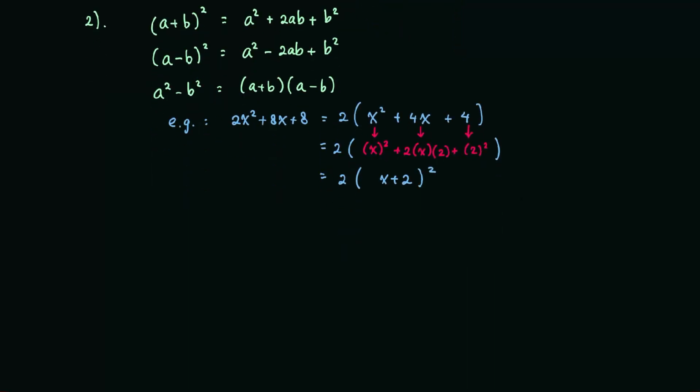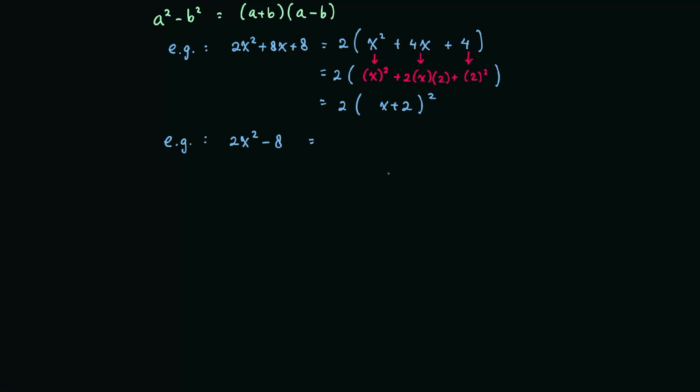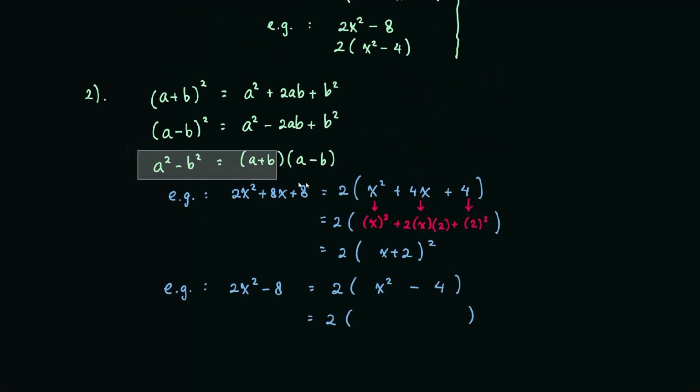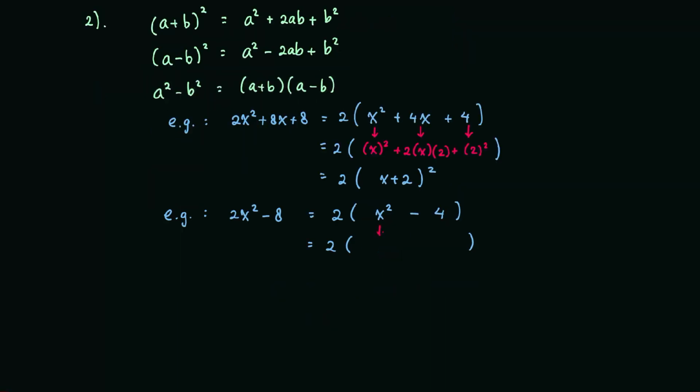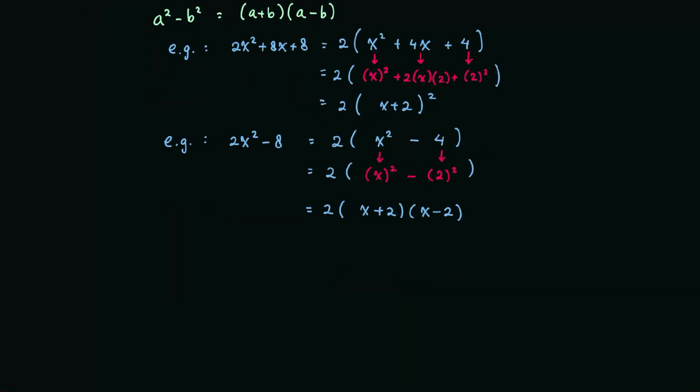Let's try the second example: 2x squared minus 8, which we have factorized with the 2 outside, x squared minus 4. Looking at these 2 terms, because we only have 2 terms, it must be the difference of squares. Can we make this into a square? It's just x. And can we make this into a square, which is just 2? And it's a difference, right? The difference of squares. Once you see this pattern, you can quickly factorize this into x plus 2 and x minus 2.